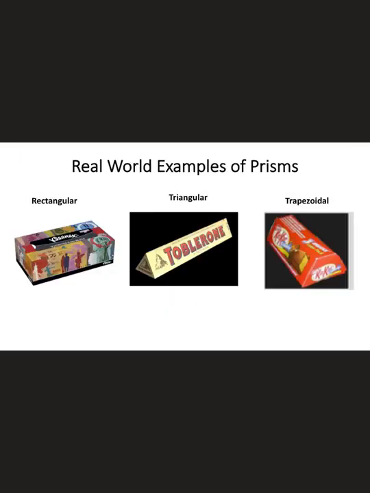All right, next thing I wanted to go over are some real life examples. A rectangular prism, like I said, you have your cereal box, your tissue box. A lot of things are rectangular prisms, presents, Amazon boxes, and so on. We have a triangular prism. So Toblerone is a type of chocolate. I don't know if any of you have tried it before, but as you can see, it has a triangle and it's a 3D shape. And then we also have our trapezoidal prism. I'm not sure what this is. It looks like some type of chocolate, but as you can see, we have our trapezoid right there.